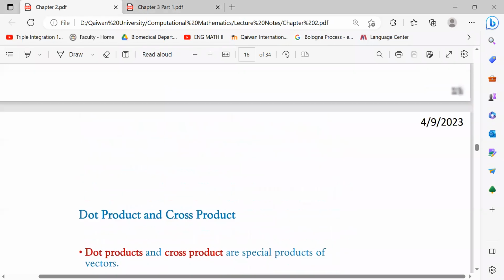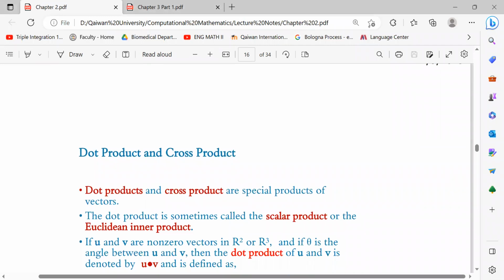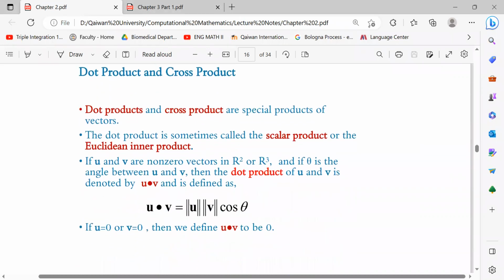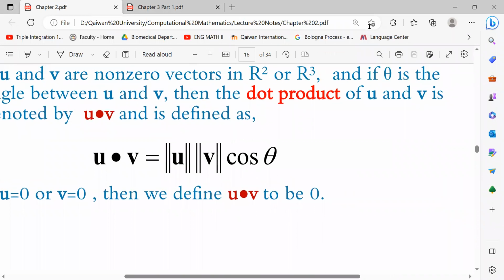In the previous lecture, we talked about how to find the Euclidean distance of two vectors and how to find the norm length of a vector. And we now have dot product and cross product of two vectors. And we have this rule for finding the dot product of two vectors.